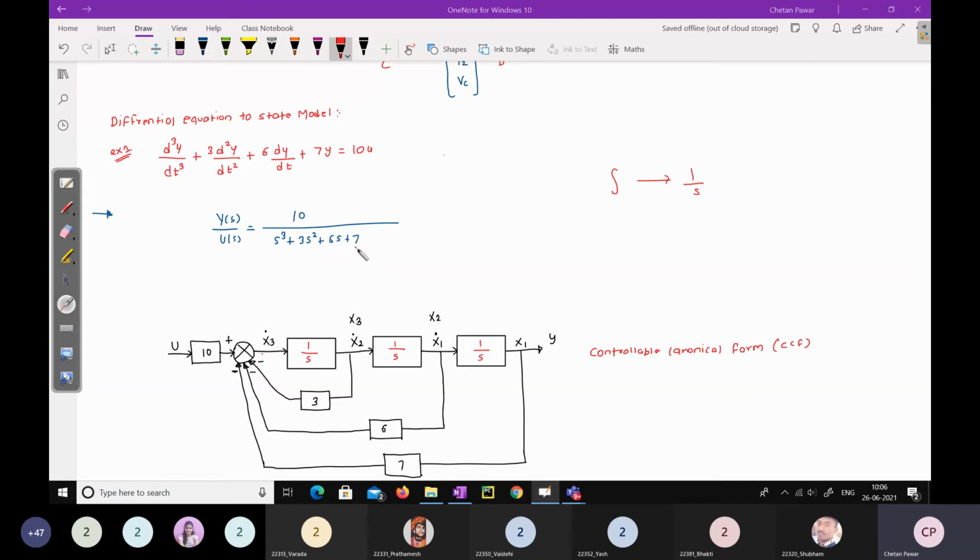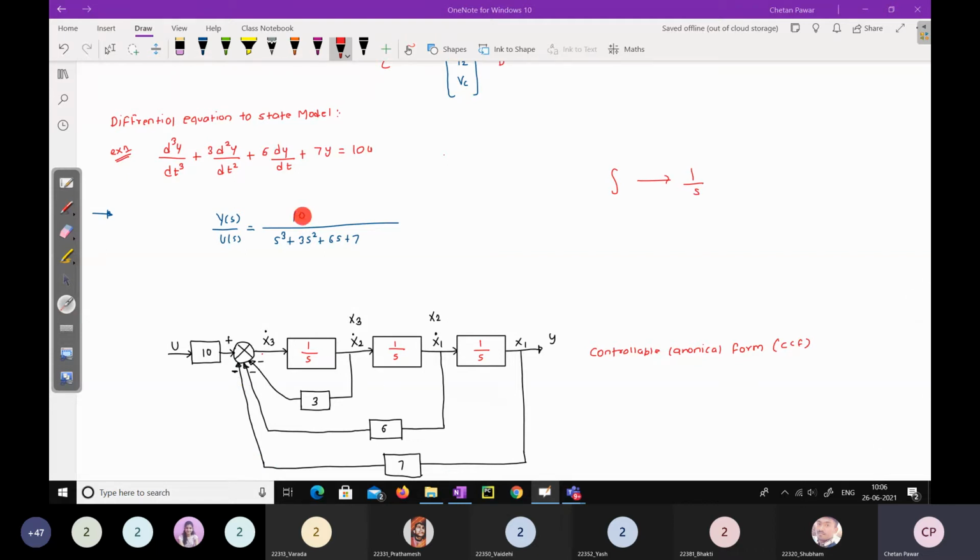Similarly, here 7 means no integration, no S term is there, so I will directly connect on the right hand side of this particular x1, where there are no integrators. I will take input from this takeoff point and connect it to the block which has the gain 7, and again connect that to the summing junction. So here a negative sign is there. Why? Because this is a positive term, we need to introduce a negative feedback. So like this way you can draw this diagram.